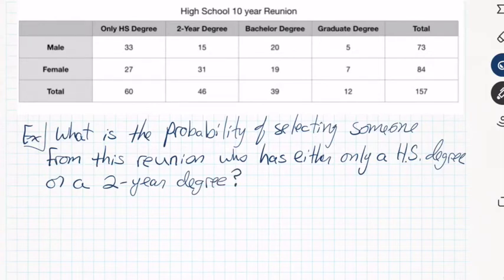Alright, so here's an example based on a table of values. I've kind of just made this up, a high school 10-year reunion, and it's going to be broken up as male or female, only has a high school degree, a 2-year degree, a bachelor degree, which is a 4-year degree, or a graduate degree, which could be master's or anything higher. So my question here is, what is the probability of selecting someone from this reunion who has either only a high school degree or a 2-year degree?